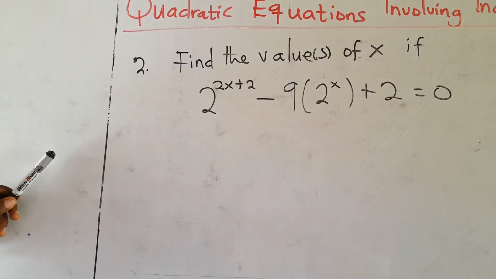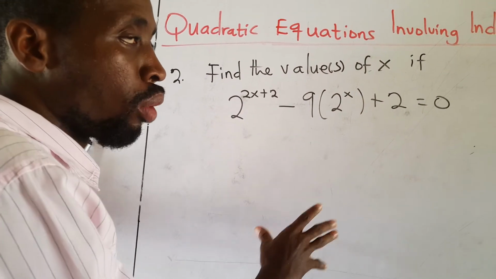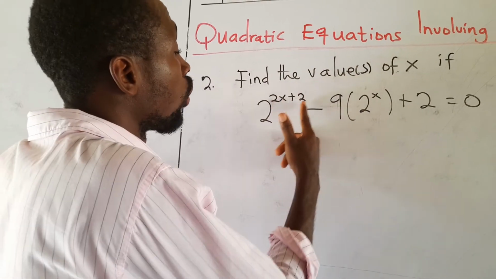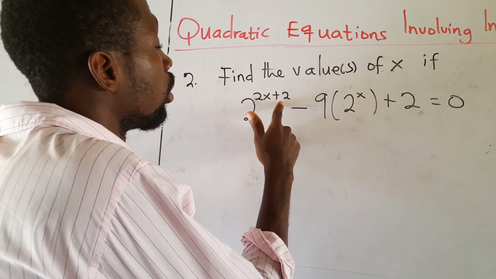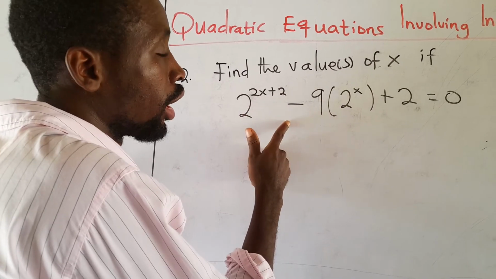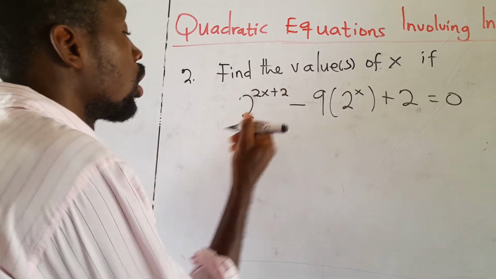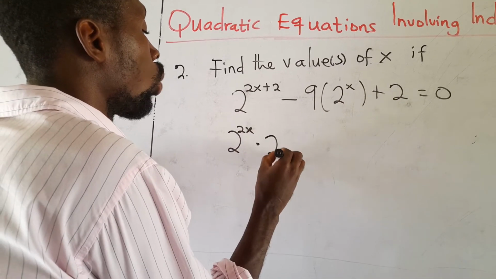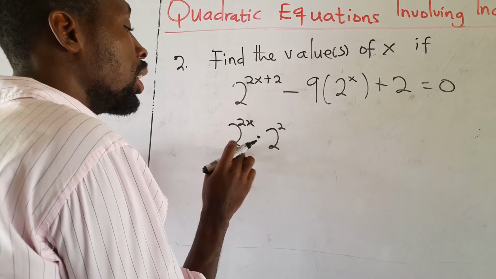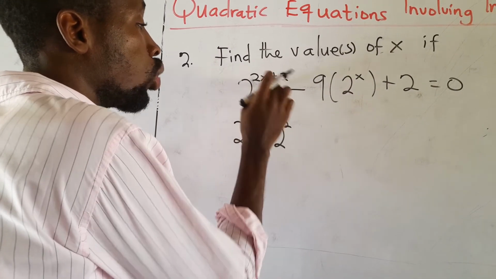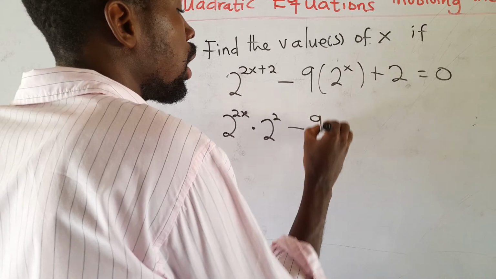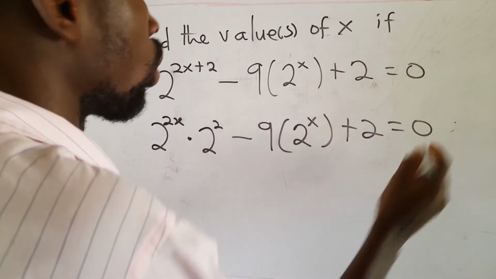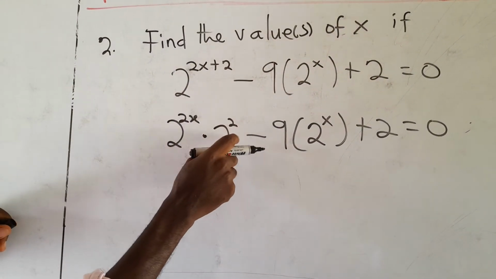Now remember, our task is to reduce the indices problem to a simple quadratic equation. So when we are solving indices, we say when the bases are the same, we just add the exponents. So we can rewrite this in the form 2 exponent 2x times 2 exponent 2. Since the bases are the same, we just repeat the base and add the exponents. We'll come back to that. So minus 9, 2 exponent x plus 2 will be equal to 0. So our 2 exponent 2 is 4.